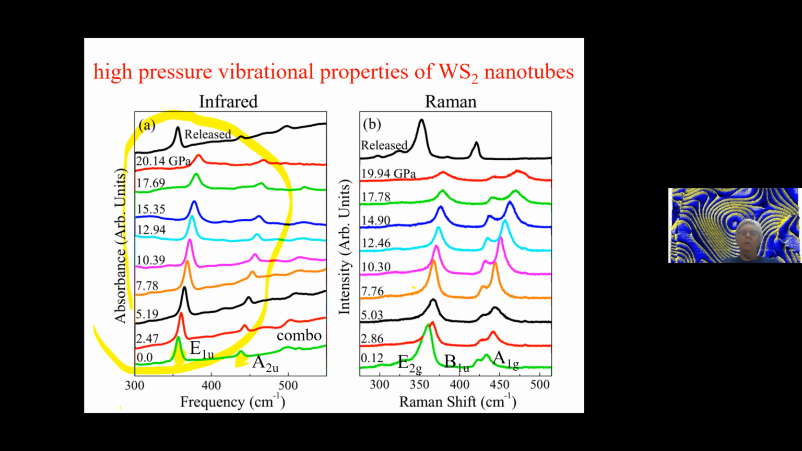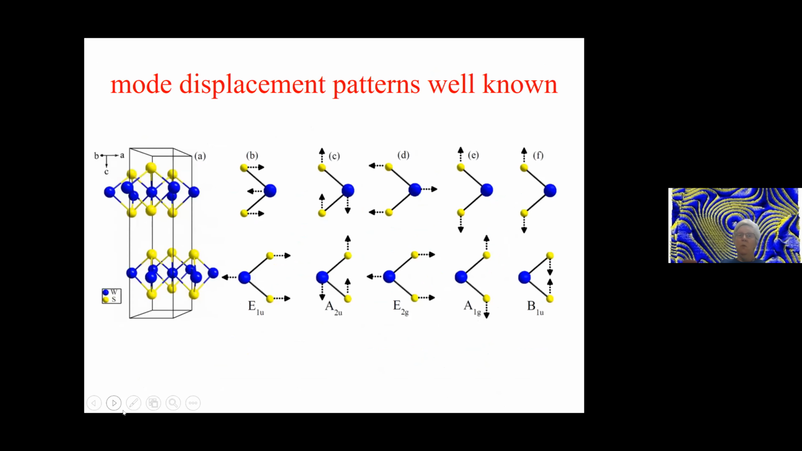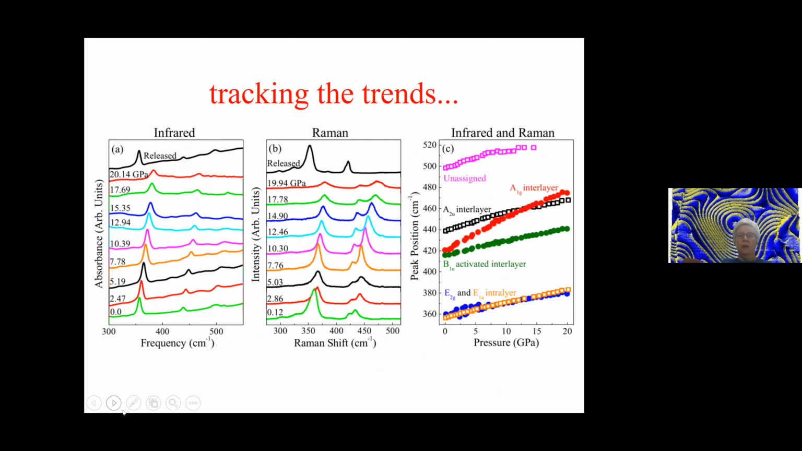They harden with increasing pressure, and then when you release, it goes back. Okay, so we measured infrared and Raman up to 20 gigapascal. The mode displacement patterns of simple transition metal chalcogenides like 2H tungsten disulfide are well known. So we assume that the modes in the tubes are pretty similar in character. So we can track these results. And if you plot peak position as a function of pressure, what you get is shown here in the right-hand column.